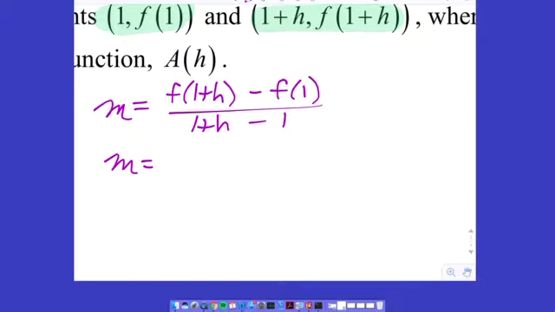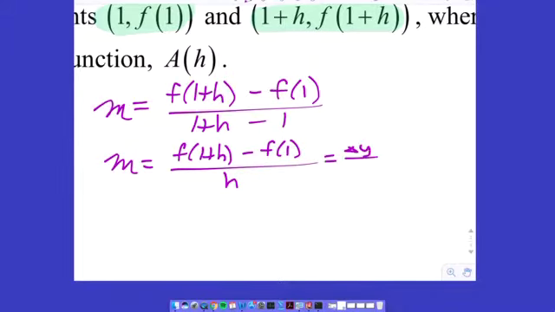Okay, so now I can simplify. That's f of 1 plus h minus f of 1. And by definition, in the bottom the 1's are going to cancel and you're left with h. This is really delta y over delta x. And we're just defining delta x to be h, because it's a little bit easier to use h instead of delta x.